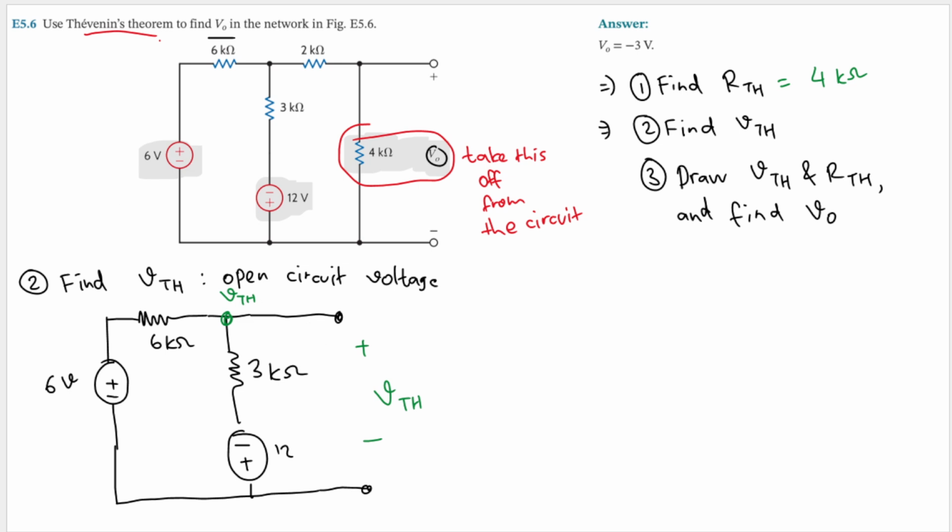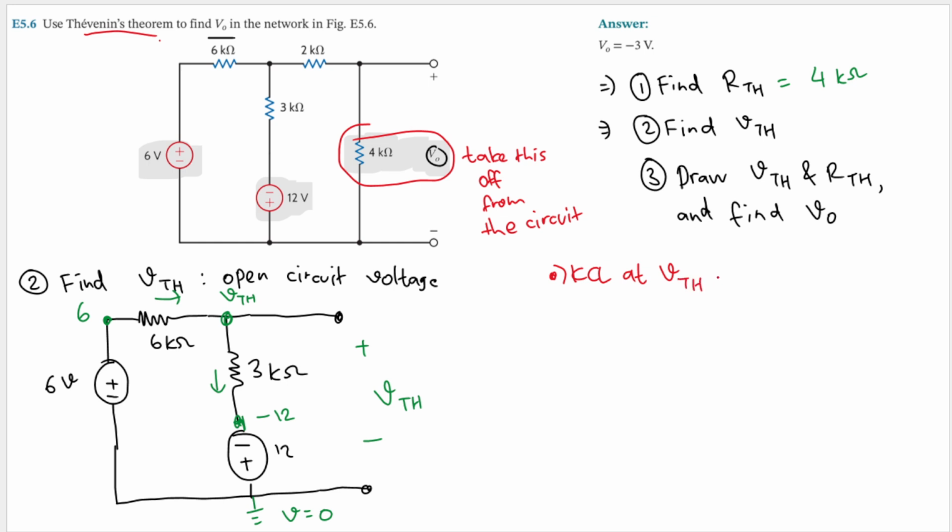Good. And now what can we do from here? Let's set this bottommost node here as our ground. So the voltage here will be equal to 0. But then this node here is equal to minus 12 because that is minus 12 volt from the ground. And this part here is 6 volt from the ground. And let's assume the direction of the current. This is going to the right and this is going down. Okay, what we can do is we do KCL at VTH. So we'll have KCL at VTH.